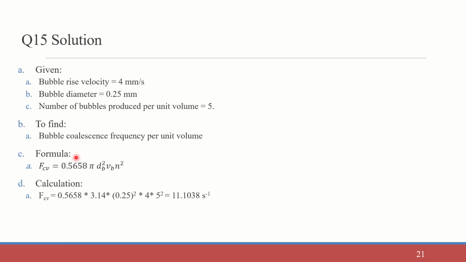So we are substituting everything in the equation, from which we get FCV equal to 0.5658 into pi, which is 3.14, into dB, the diameter of the bubble, 0.25, the whole square, and into vB, the bubble rise velocity, which is 4, into N, the number of bubbles produced per unit volume, which is 5. So N square is 5 square. What are we getting? 11.1038 per second is what we are getting.